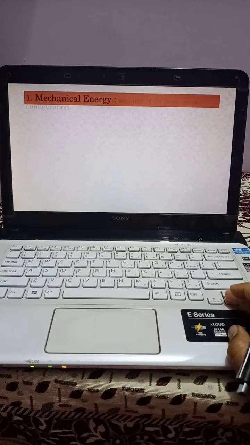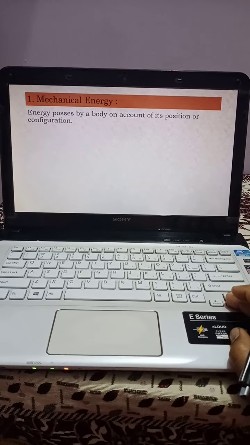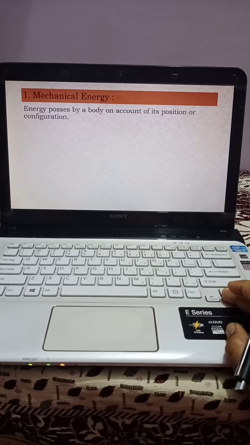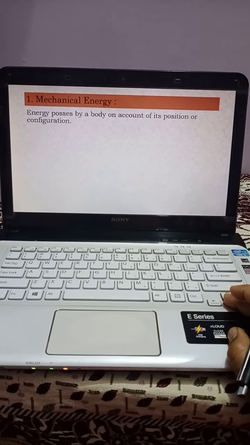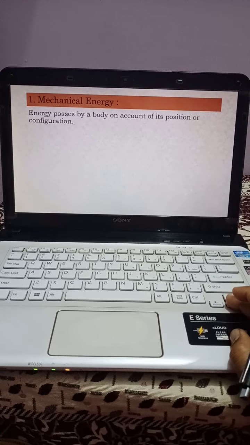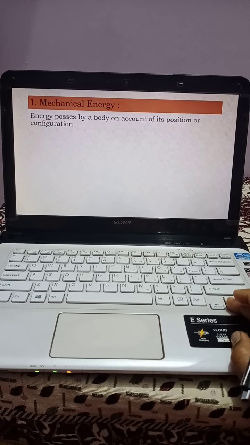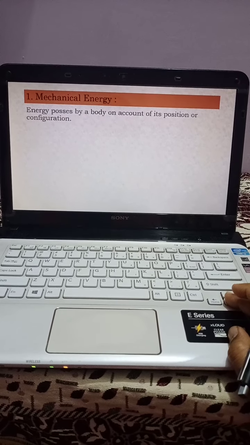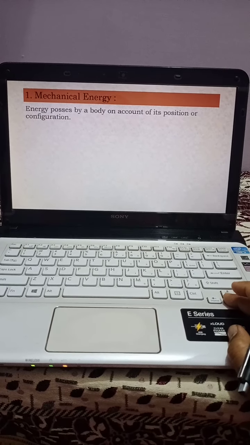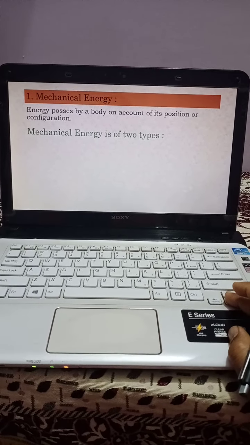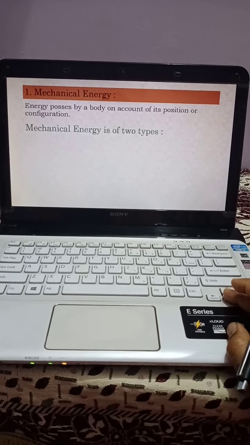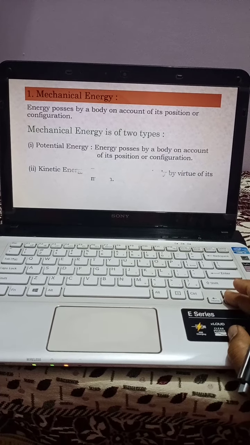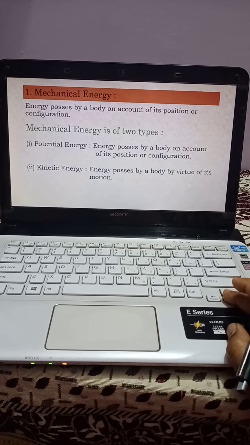So what is this mechanical energy? Energy possessed by a body on account of its position or configuration. This means that whenever we change the position of an object or any configuration in that object, the energy possessed by that object is called mechanical energy. Now mechanical energy is of two types: one is potential energy and the second one is kinetic energy.